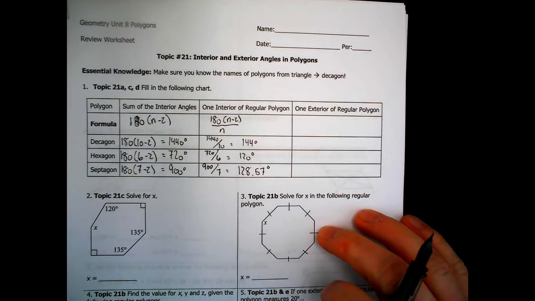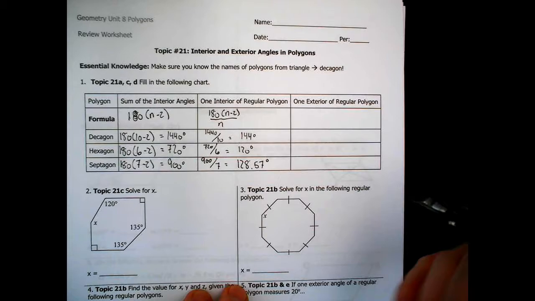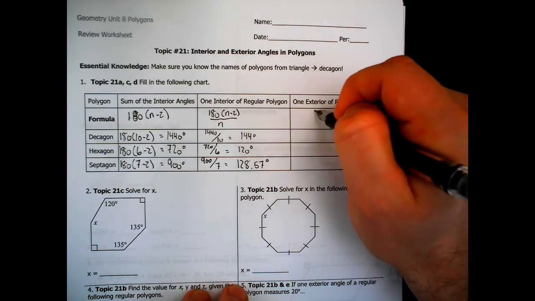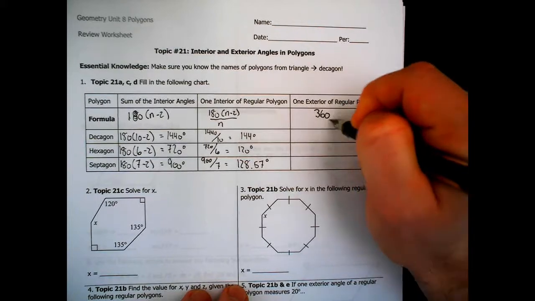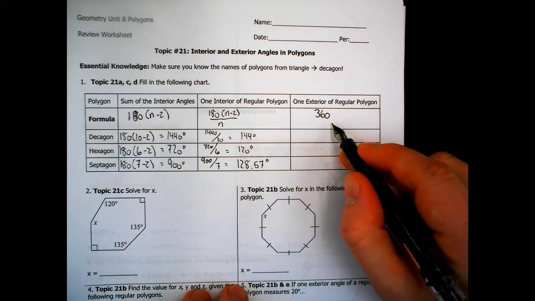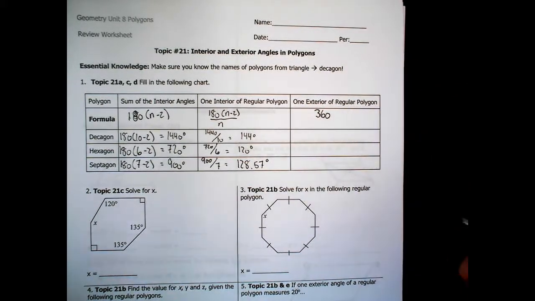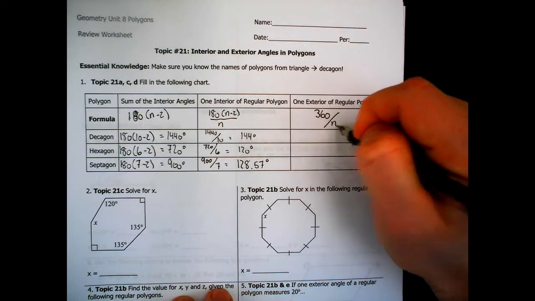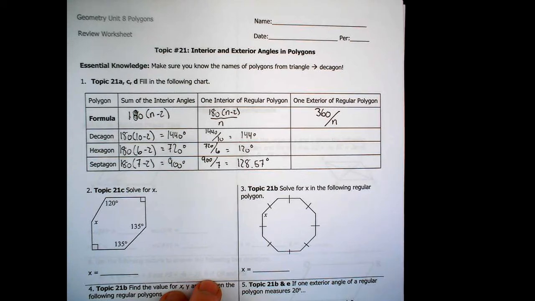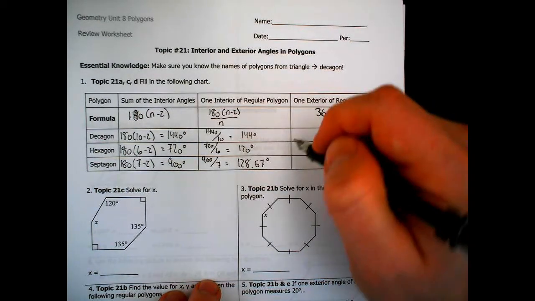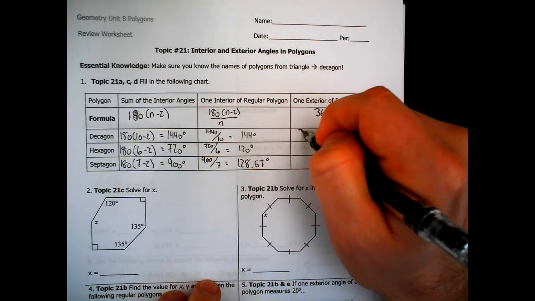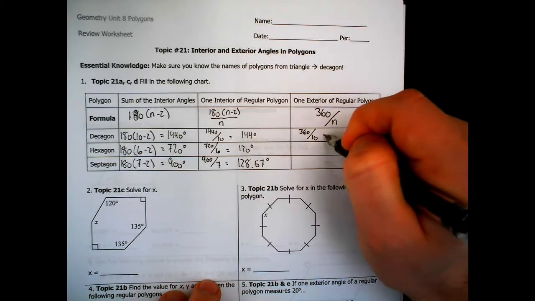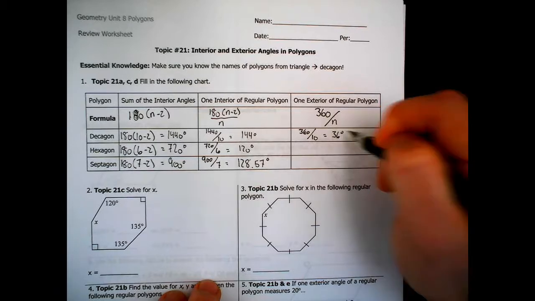For the exterior angles of a regular polygon, or any polygon really, the total is always 360 degrees. To figure out how big one exterior angle is, there's one exterior angle for each side. So if we just take our 360 total, divide it by the number of sides, that'll tell us how big each exterior angle is. For our decagon, total of 360, divided among 10 exterior angles, gives us 36 degrees per angle.